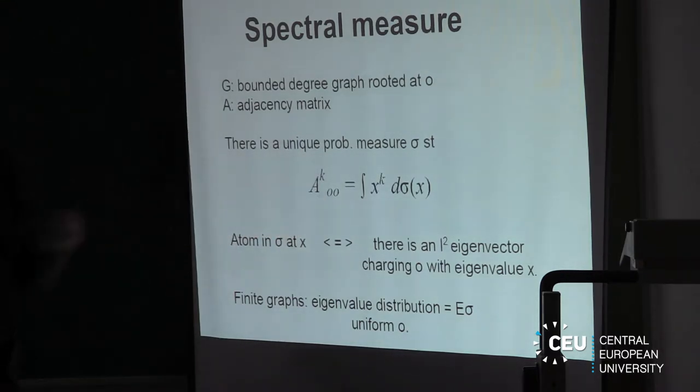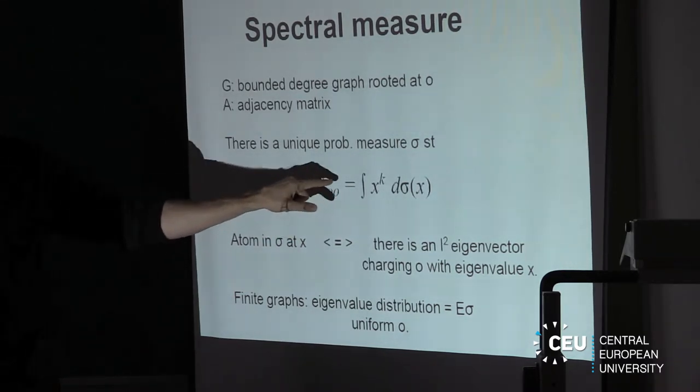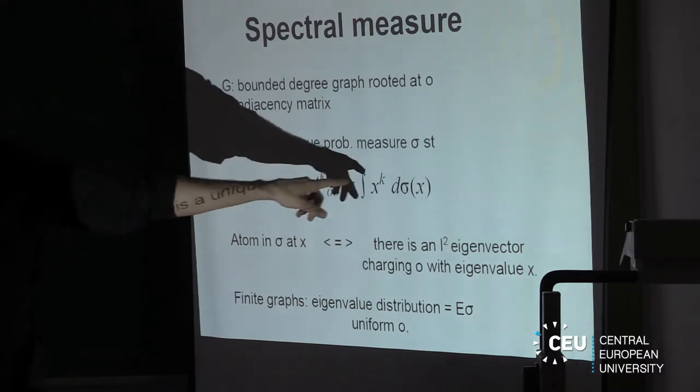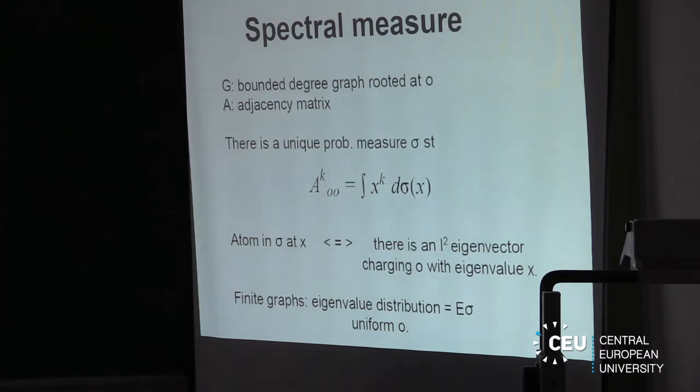If you have an operator A, or you can think of it as an infinite matrix, you can take its kth power, and let's say that you have a special vertex O. For example, if you have the adjacency operator of Z, then you can compute its kth power, because remember, doing powers of graphs is just counting paths. The OO entry of the kth power is exactly the number of paths of length k that go from O to O. And we say that this is a probability measure whose kth moment is exactly that. So if you integrate x to the k against it, you get exactly that.